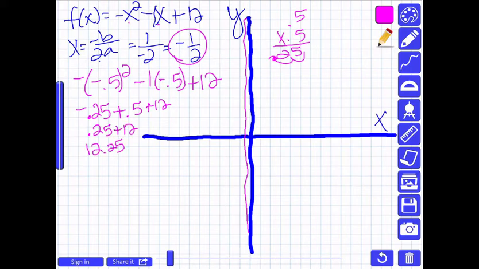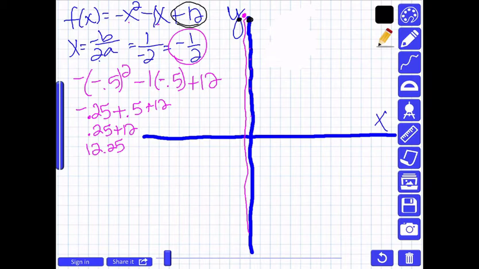So my vertex is going to be at negative 0.5 comma 12.25, which is going to be on that axis of symmetry up a little bit higher. I counted up to where 12 is, and I just went a little bit above that. Now I can find other points that are going to be on this parabola by plugging anything in. I also know that the y-intercept is 12 because I'm looking at my equation and I see that the c is 12. That's my y-intercept. So I'm going to plot 12 on the y-axis.